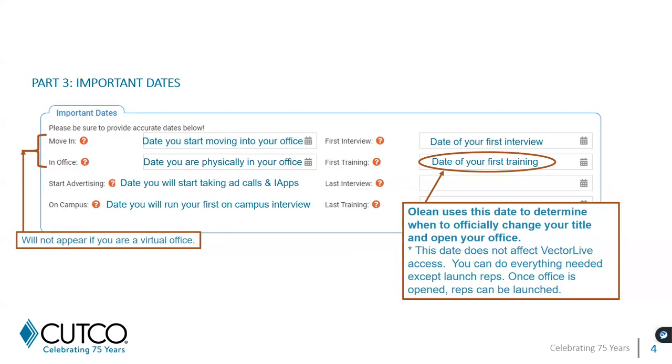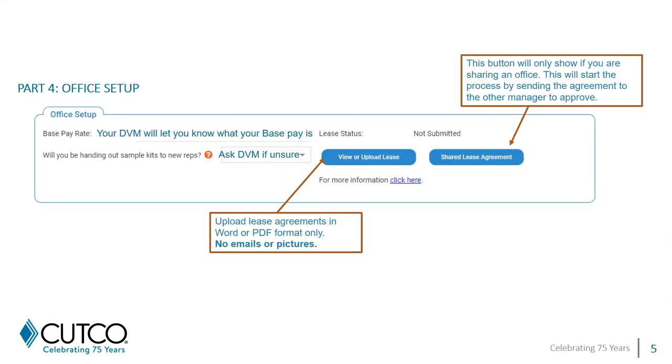The date of your first training is very important because that is what we will use to know when to officially change your title and open your office. This will allow you to start launching reps. If you're opening a physical office, you will need to get your lease signed and uploaded before you submit the form. Nothing will happen with your office until this form is submitted.